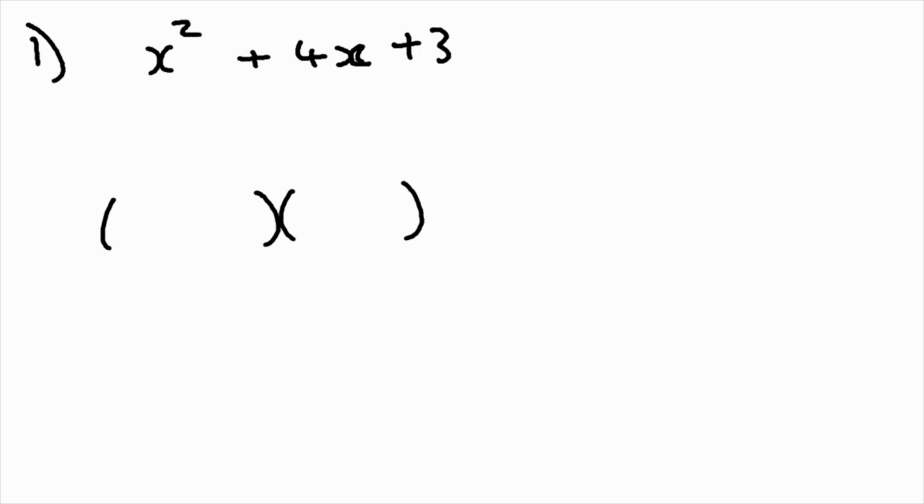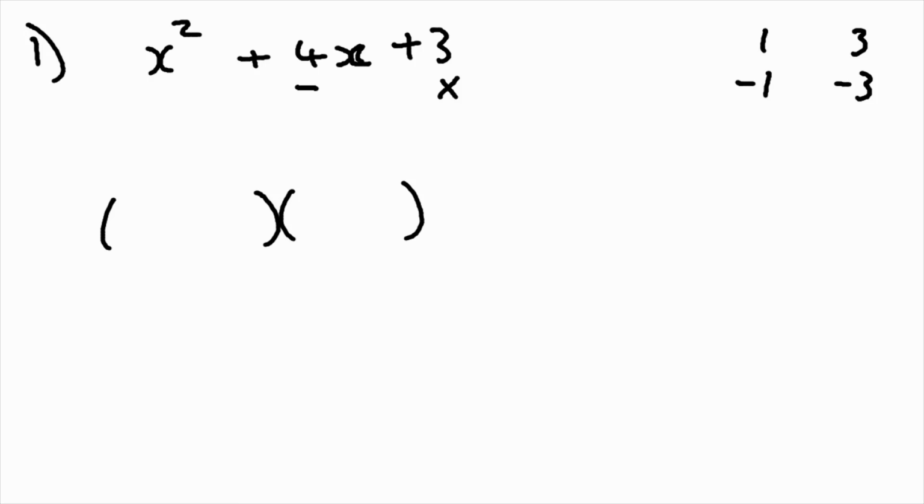So the way we do this is we look at our final term, so the term that's just a number, and we say what two numbers multiply together to give you that. In this case, it's going to be 1 and 3, but we can also have -1 and -3, because if we multiply two negatives together, it gives you a positive.